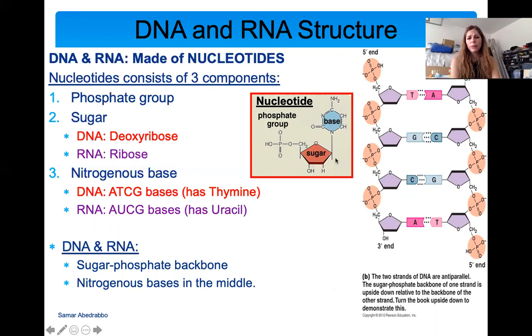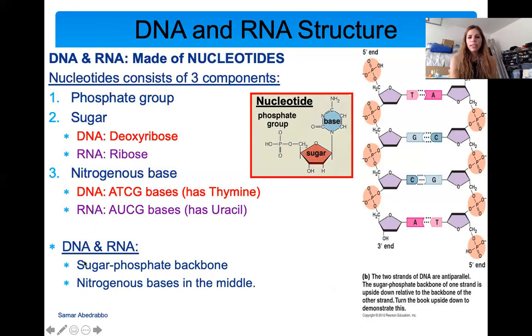And one other thing I want to say is when we look at the bonding between nitrogenous bases, which I'll talk about in a second, adenine always binds to thymine. So A always binds to T in DNA, and C always binds to G. In RNA, A always binds to U, and cytosine C always binds to guanine G.